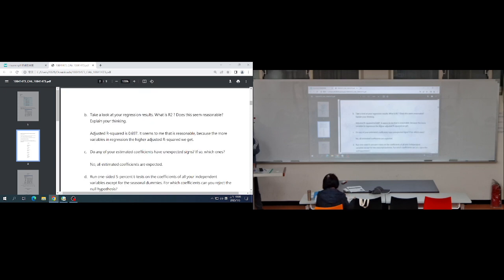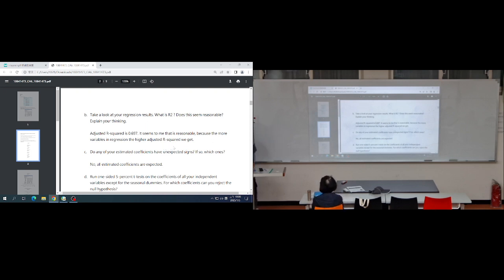Adjusted R square is 0.697. It seems to me that it's reasonable, because the more variables in the regression, the higher adjusted R square we got. So the more variables in the regression, the higher the adjusted R square, is that right?